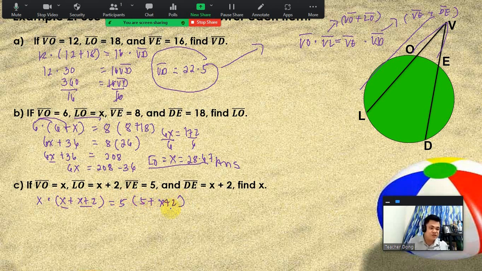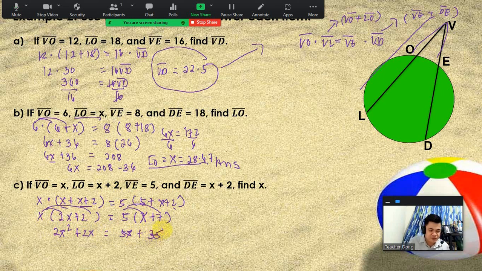Then we are going to solve for x. So let's combine the similar terms. So x plus x is 2x plus 2. So we just combined x and x, equals 5 times 5 plus 2, similar terms are 5 and 2. So 5 plus 2, we have x plus 7. Then the next thing is, we will distribute the monomial to the binomial. So x times 2x is 2x squared. And then x times 2 is 2x, equals 5 times x, or 5x, plus 5 times 7, which is 35.